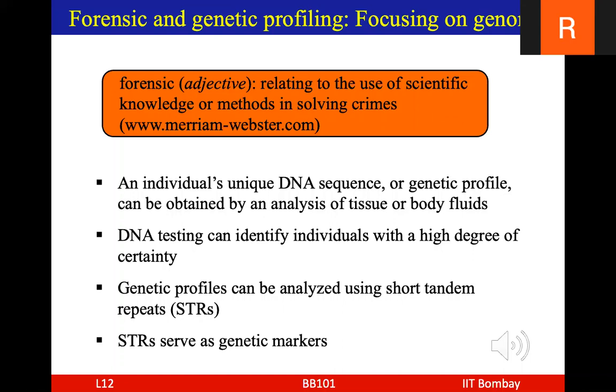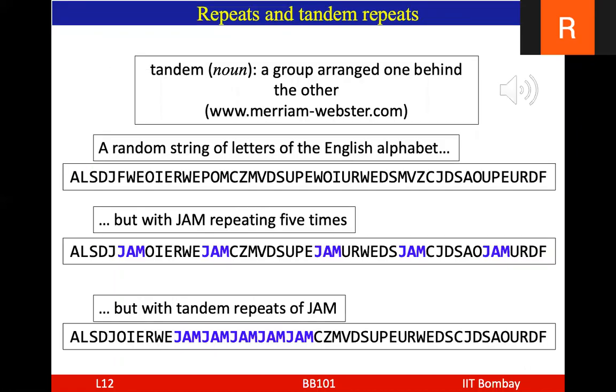All those sequences are made by ATGC, but the way they are arranged in everyone's DNA is very unique. And these genetic profiles can be analyzed using short tandem repeats. These short tandem repeats, which we will discuss in detail, serve as genetic markers. So what are these repeats and tandem repeats?